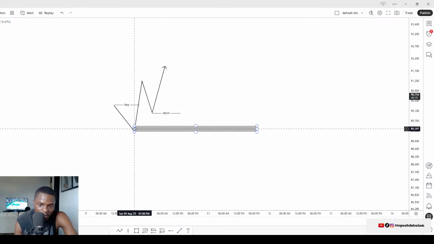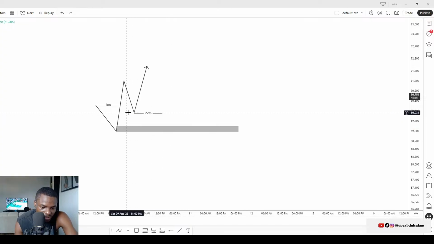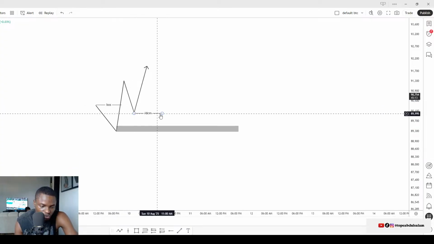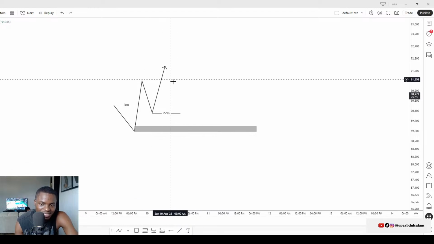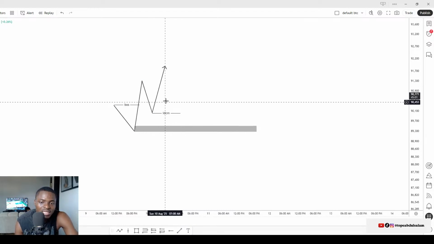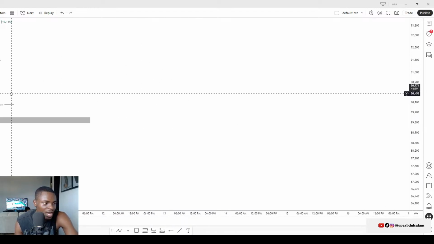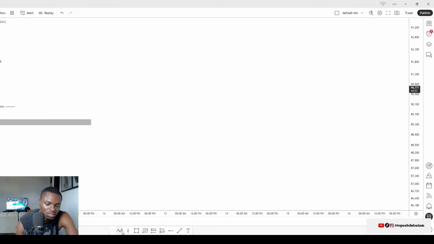You see the way I mark out my point of interest. You mark it out. The inducement, you mark it out. The break of structure, you also mark it out. Your inducement was at the high, the one you marked out. That was not a good inducement. I wanted you to mark it out simply like this. This is a single leg break of structure entry.